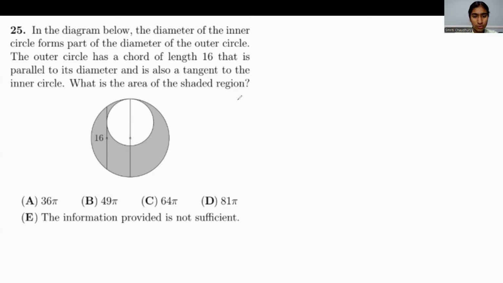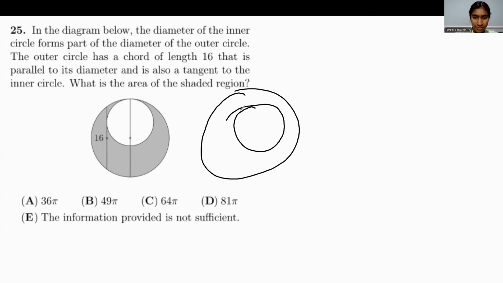So let's redraw this first. Let's move our smaller circle to the center, relatively. We've got our chord, that is 16. And let's call this smaller radius r, and our larger radius capital R. Now, the area of the shaded region would be the area of the larger circle minus the area of the smaller circle, which is pi capital R squared minus pi lowercase r squared.